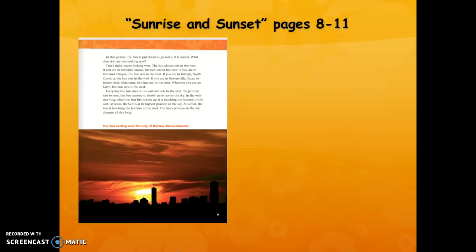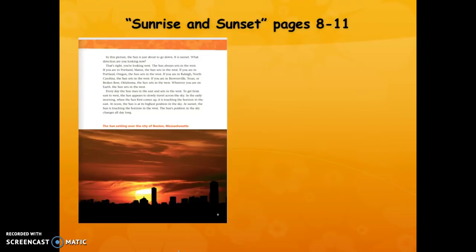Notice that in this picture, the sun is just about to go down. It's sunset. So what direction are you looking now? If you are thinking west, you are correct. I'm actually reading what it says in your book right now. The sun always sets in the west. If you're in Portland, Maine, the sun sets in the west. If you're in Portland, Oregon, which is way over by California, the sun sets in the west.